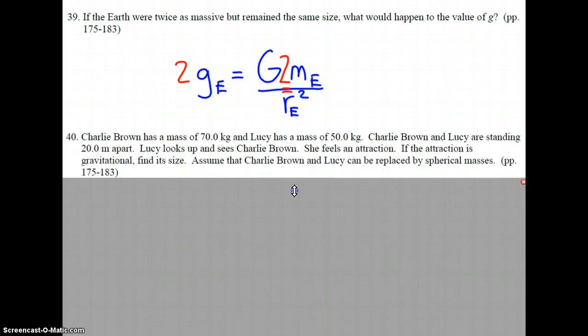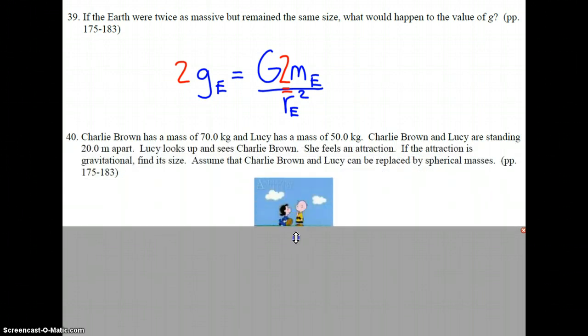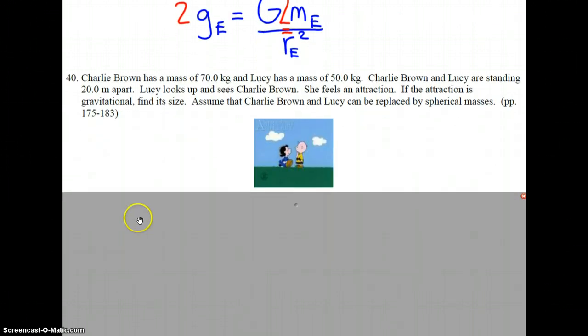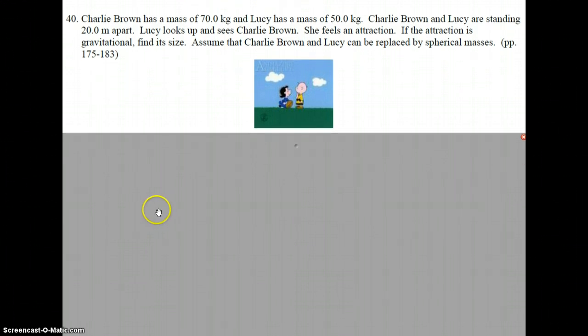Number 40. Charlie Brown has a mass of 70 kilograms and Lucy has a mass of 50 kilograms. Charlie Brown and Lucy are standing 20 meters apart. Lucy looks up and sees Charlie Brown. She feels an attraction. If the attraction is gravitational, find its size. Assume that Charlie Brown and Lucy can be replaced by spherical masses. The reason this last statement is important is so that you can count the 20 meters that they are apart as the distance between their centers.